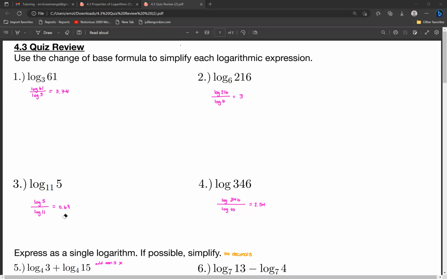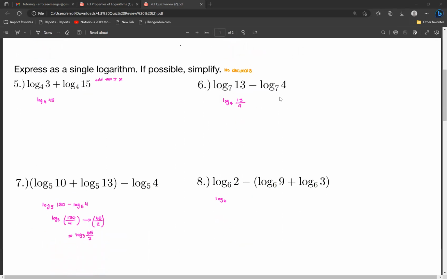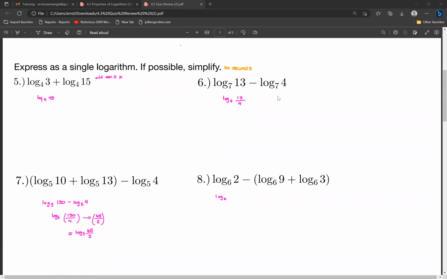Okay, so for three, log big number over log base number. Yep. Four is pretty much the same thing. And then on number four, log big number over log base number. Okay, that's 1 through 4, and then 5, 6, 7, 8. Express as a single log, if it's possible, simplify, no decimals.